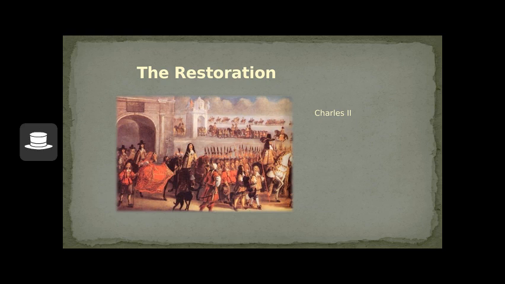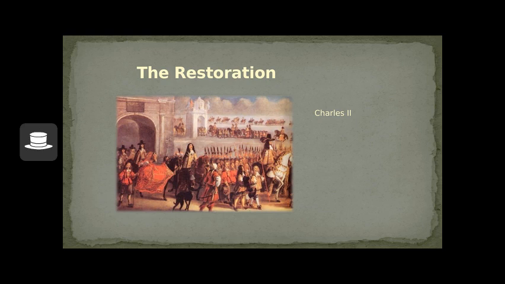And for the most part, Charles agreed to this. Charles had spent most of his life bouncing around from one European country to the other, and he was just happy to be king, and so he agreed to most of this.